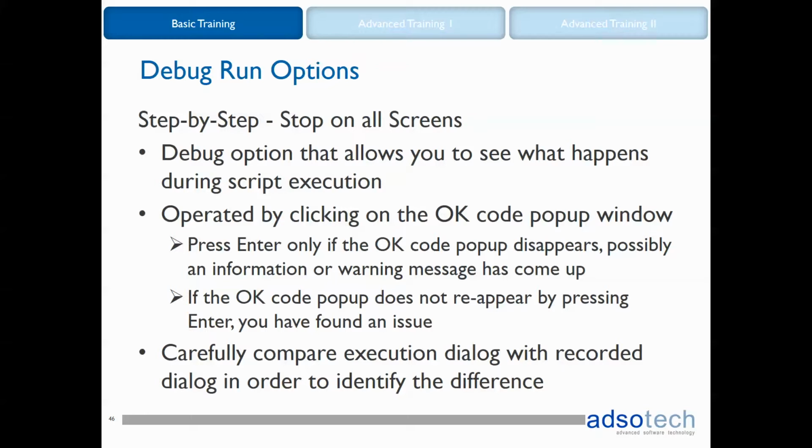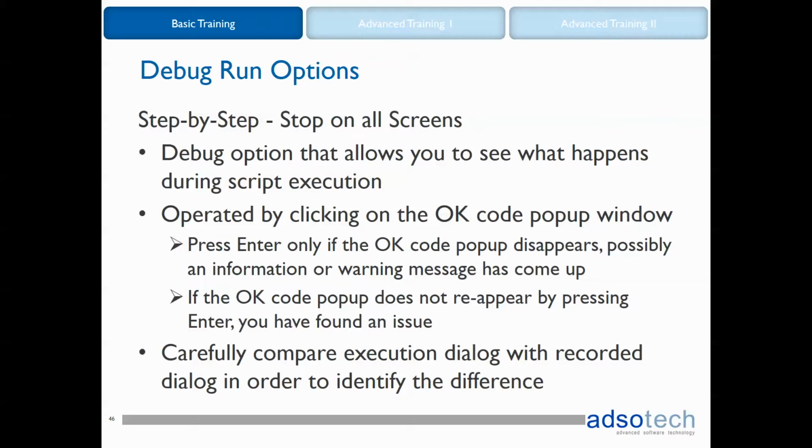If it disappears again, or it does not reappear when you press enter on your keyboard, then you have probably found your issue. Losing the OK code pop-up window means that right now, right then and there, Winshuttle does not know how to move forward. What Winshuttle tries to do automatically is to press enter. But if pressing enter is not enough, then there is an issue, and Winshuttle does not know how to move forward. So make a note of which screen it was where you were when the OK code pop-up window disappeared and did not reappear by pressing enter.